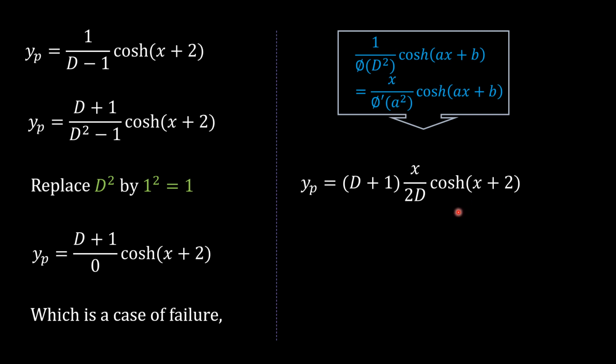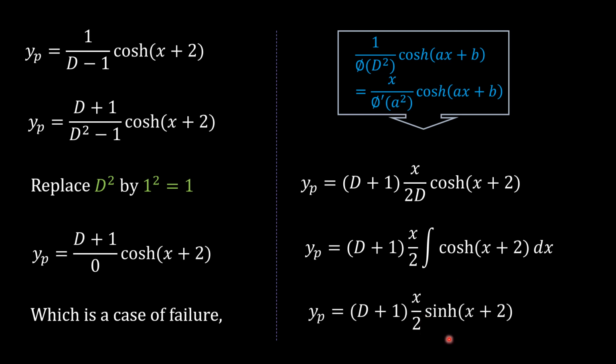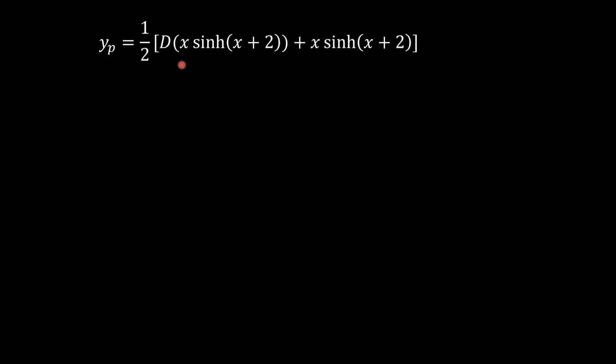Now integrate this cos h function. Because 1 upon D is the antiderivative operator, we are going to integrate it. So yp is equal to D plus 1 into x by 2 times the integration of cos h of x plus 2 with respect to x. Its integration is sin h of x plus 2. So yp is now D plus 1 of x by 2 into sin h of x plus 2. Now operate this operator D plus 1 on the function x into sin h of x plus 2.